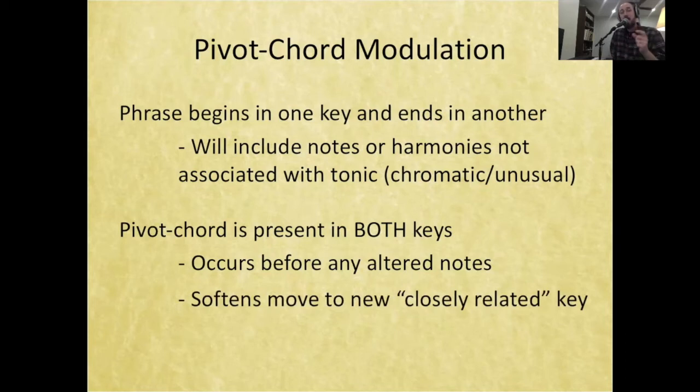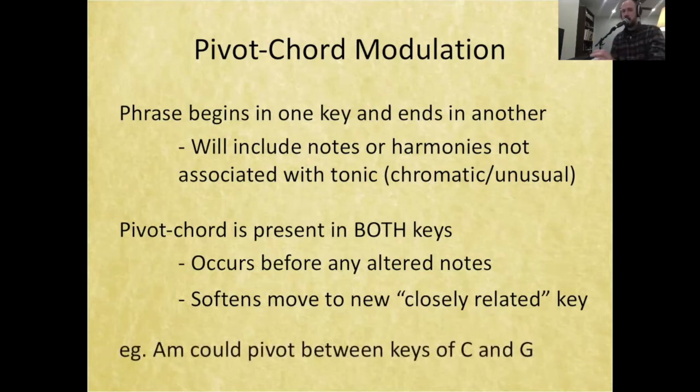Not only are the keys closely related, but in fact, we're making use of the elements of them that are the same, that are shared. And so just as a really quick early example here, if we wanted to pivot between the keys of C major and G major, we could use the chord A minor because that's present in both of these keys. So if I'm in C major, A minor, of course, is my 6th chord. But if I was in G major, what's A minor in G? It's 2.